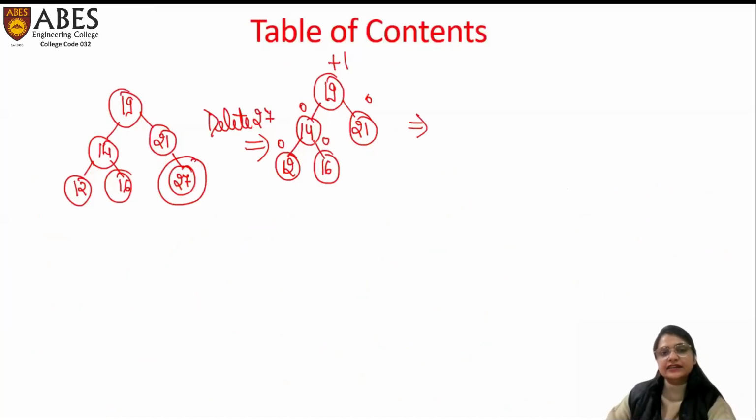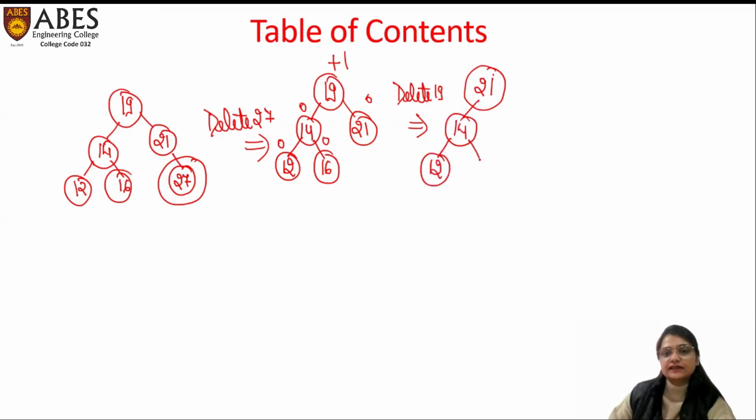Next element to be deleted is 19. Okay, 19 has two children. So we have to find the in-order successor of it, which is 21. So 21 will come here. I'll write down here, delete 19. Before deleting 19, we have to find its in-order successor, which is 21. 21 will come here, then 14, then 12, and then 16. No right child. Okay, again, we will calculate the balance factor of it.